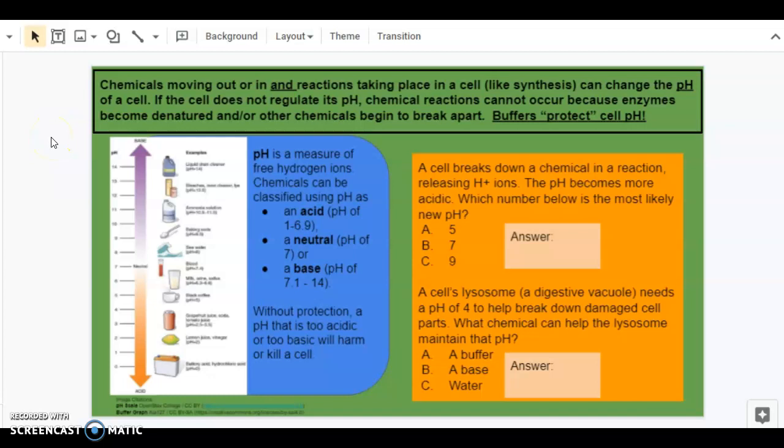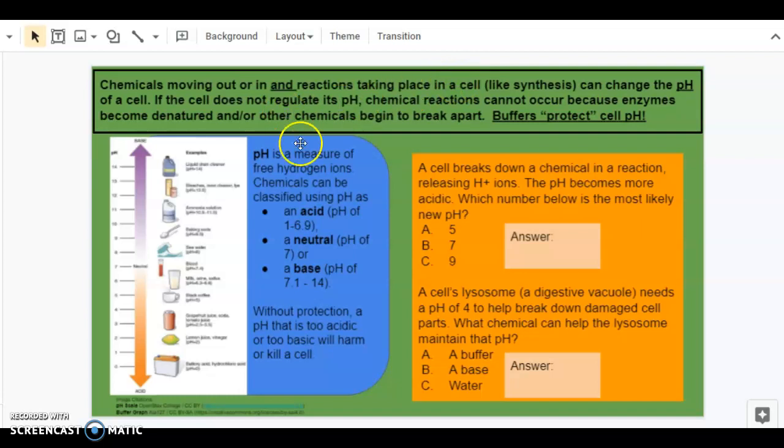Cell Behavior, Section 4. In our last session, we looked at some of the ways cells behave in order to maintain homeostasis, such as making proteins or responding to stimuli in their environment. A big part of cell homeostasis involves interacting with the environment, but things can change inside the cell as well. In this example today, we're going to look at how cells tackle changes in pH, whether they're happening outside or in. Chemicals moving out or in and the reactions taking place in a cell, like synthesis, can change the pH.